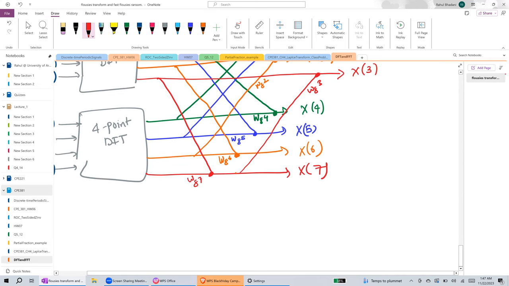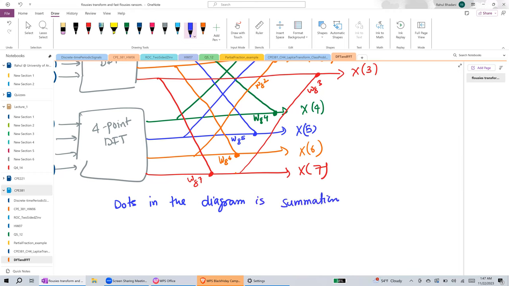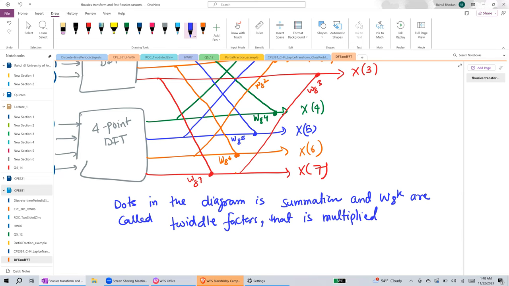Okay, and so just to specify, the dots in the diagram is summation, and W8K are called twiddle factors, that is multiplied with the value passing through the lines. Okay.